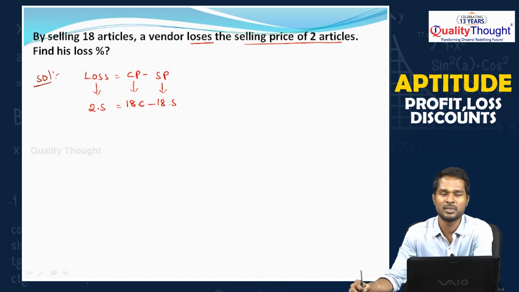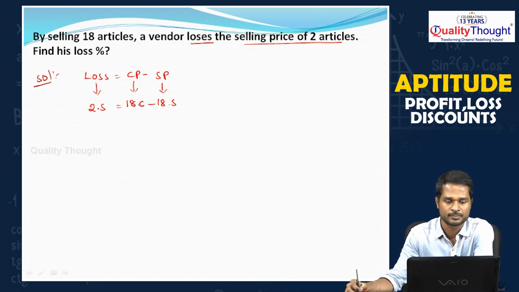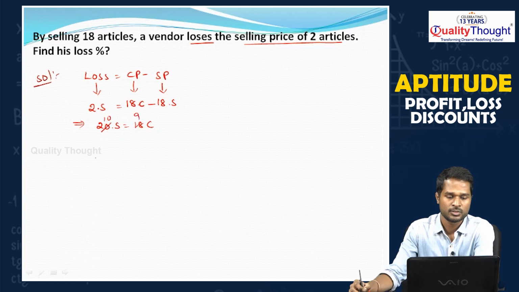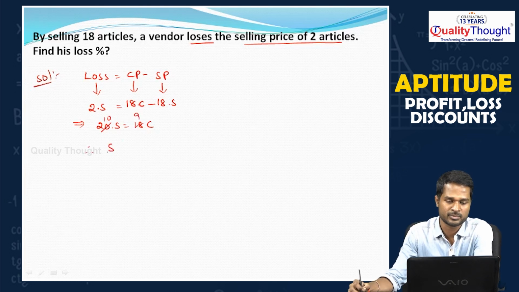Now, take the similar variables to one side. So, take this minus 18S to this side. So, it will become 20S is equal to 18C: 18 plus 2 is 20S, equal to 18C. So, 20S is equal to 18C. Now, take the cost price to the denominator, and 2 10s are 20, 2 9s are 18. So, S by C, selling price by cost price, is equal to 9 by 10.